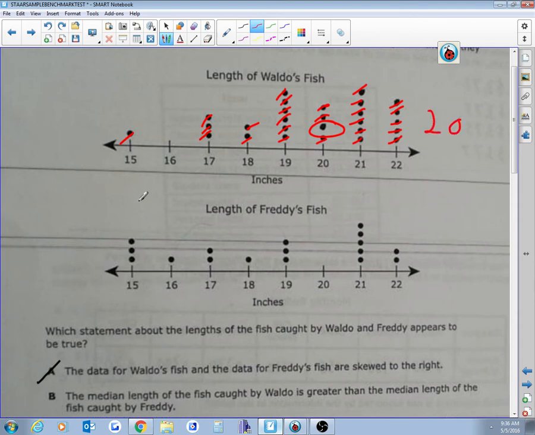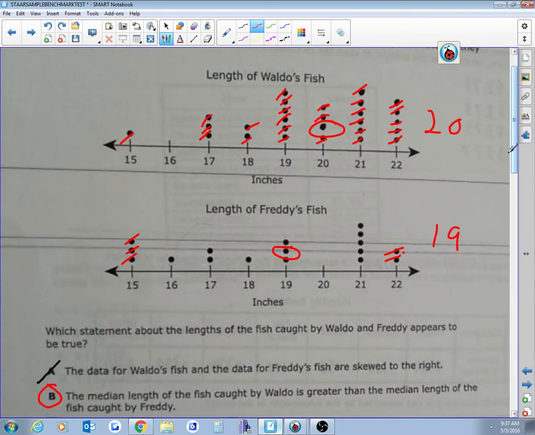Here, our median number, cross out smallest, cross out biggest, and we'll eventually get to 19. So the median here is 19. So the median length caught by Waldo is greater. 20 is greater than 19, so this is true.